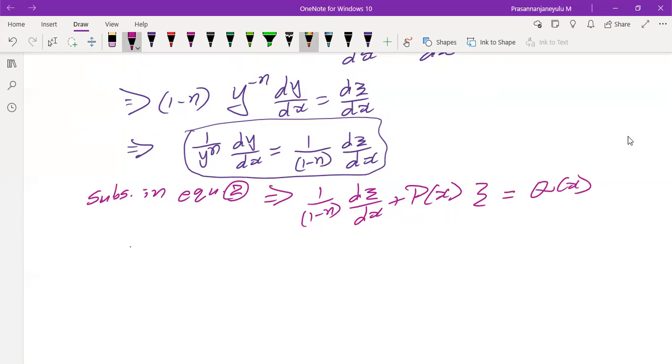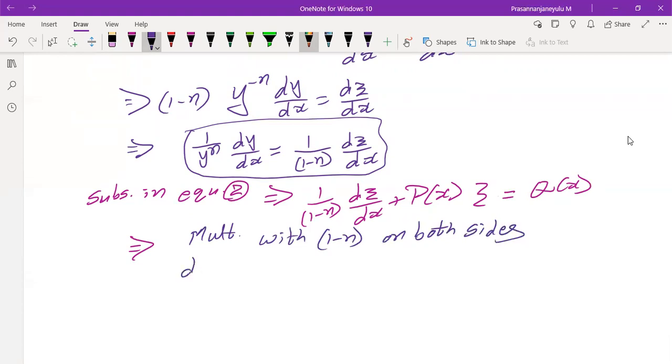Now, if you observe, what is the dz by dx coefficient? 1 by 1 minus n. It is just a constant, n is a constant value. So the dz by dx coefficient should be only 1, so multiply with 1 minus n on both sides. If we multiply with 1 minus n on both sides, what do we get? dz by dx plus 1 minus n into p of x into z is equal to 1 minus n into q of x.